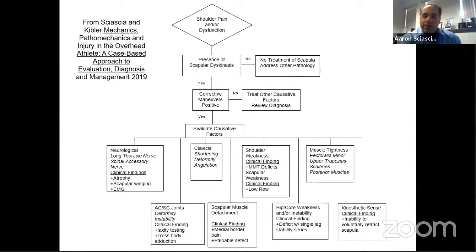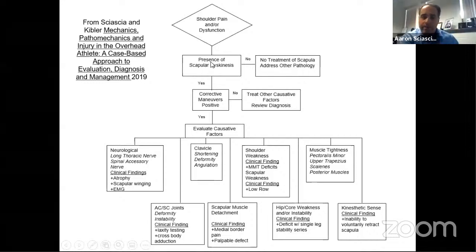We have to determine: is the scapula a key part of this problem or not? Your first assessment is to perform an evaluation that looks for scapular dyskinesis. If it is not present, then we're going to assume the scapula is probably not a major contributor, so we have to look at other contributors that would be part of the problem.